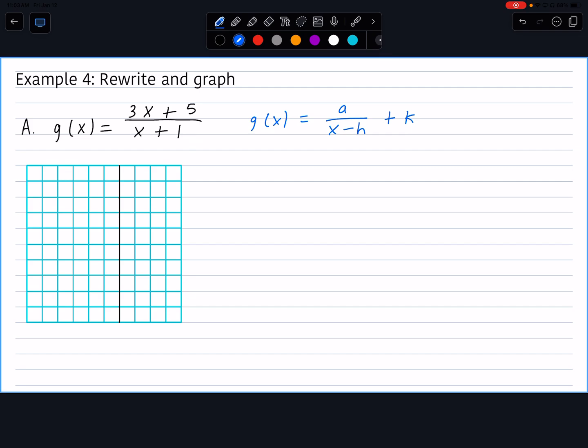The way we are going to do that is, fraction means division. I'm going to divide the numerator by the denominator. You can use long division, you can use synthetic division. It's up to you. Some problems will be easier with synthetic, some will be easier with long division. This one is going to be easier with synthetic, so I'm going to use synthetic division.